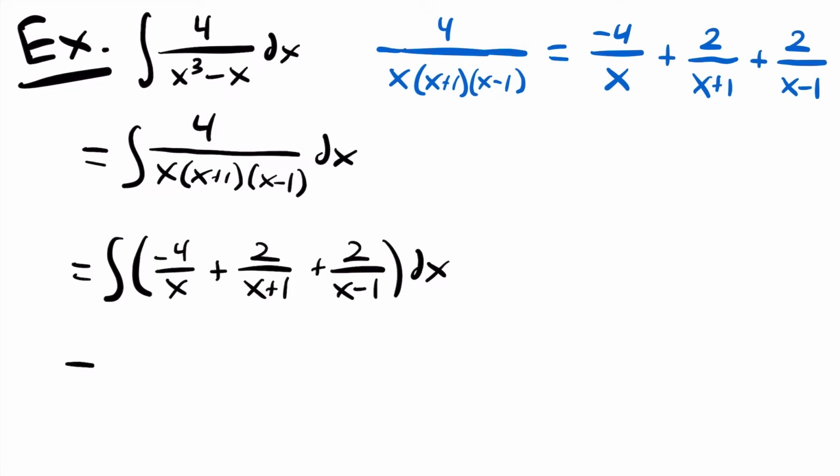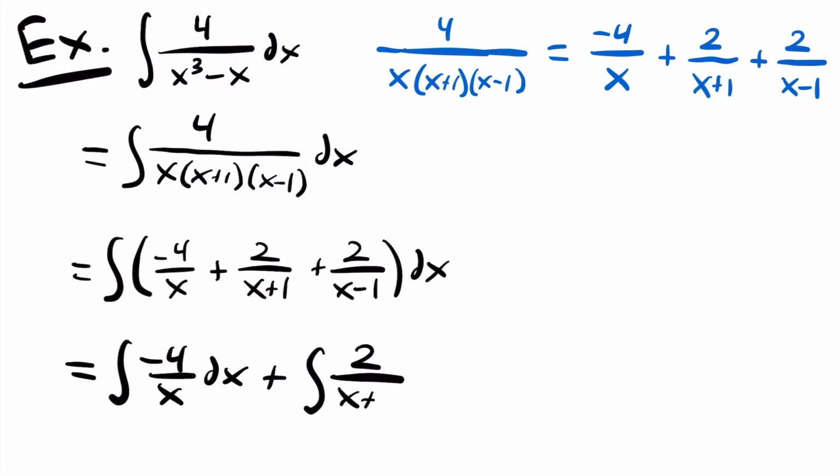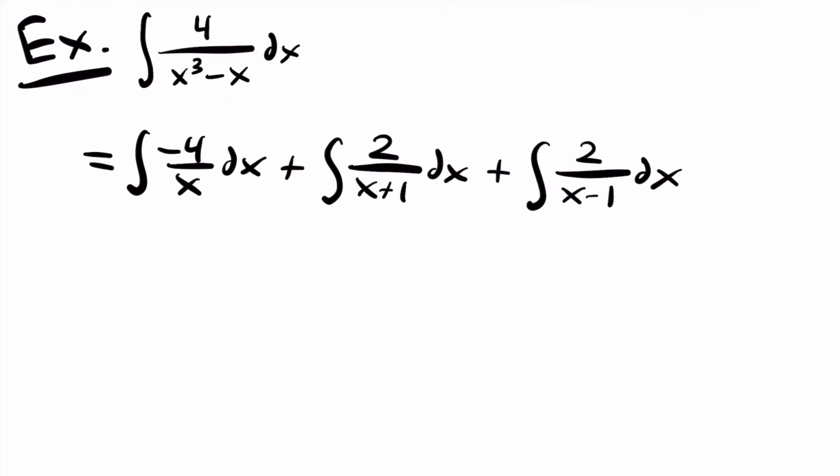And so if we do that, we'll have that this is equal to the integral of -4 divided by x times dx plus the integral of 2 divided by x plus 1 times dx plus the integral of 2 divided by x minus 1 times dx. Okay, and so now if I clean up my work again, we can now integrate each of these integrals individually and find the solution to our original integral. Now what you're going to notice is that when you're working with partial fractions and all of the factors in the denominator were linear factors, your solution to your integral is going to involve a lot of natural logs.